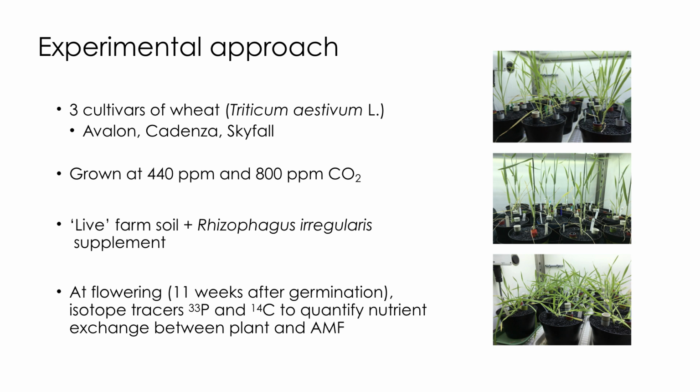We've got 3 cultivars of spring wheat, Avalon, Cadenza and Skyfall, and we've grown those at 440 and 800 parts per million to represent current ambient and elevated CO2 concentrations. And we're growing them in a live farm soil, so it's not been sterilised, so there will be a resident mixed community of mycorrhizal fungi in there. But, sorry Marjorie, we have inoculated with Rhizophagus irregularis, which we thought was very common, but maybe less common than we thought. And we grew these for 11 weeks to flowering, and then to quantify the trade between fungi and plant, we've used isotope tracers of phosphorus and carbon.